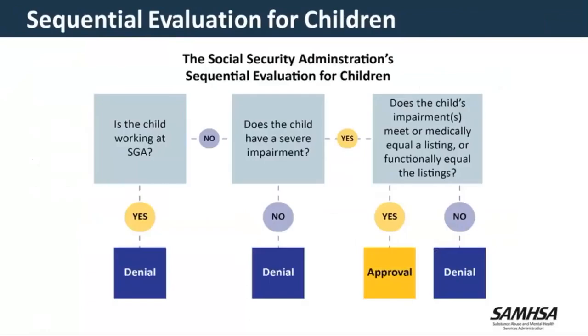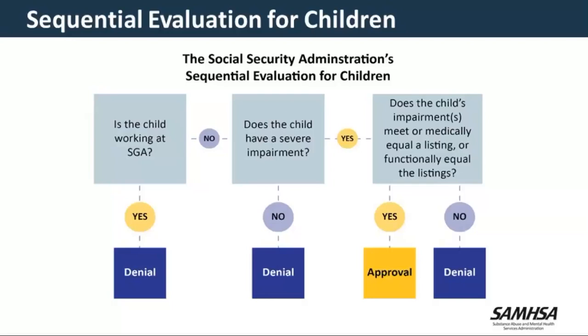The evaluation steps for children's disability are different than for an adult. Some of you are likely familiar with that 5-step sequential evaluation for adults, but for children there are only 3. Social Security is still looking at whether the child is working and earning SGA. If they are a child of working age and earning $1,220 a month, substantial gainful activity, then they're not eligible for SSI. But if not, SSA will determine whether the child has a severe impairment.